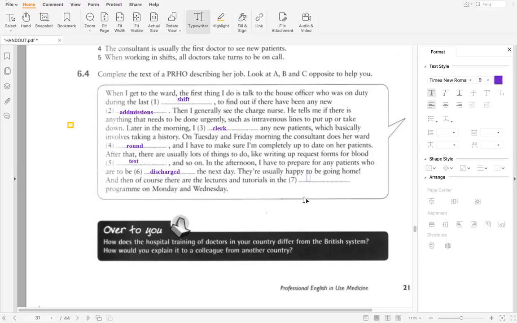And then, of course, there are the lectures and tutorials in the training, or we can say in the foundation program on Monday and Tuesday. This is for our lecture today. Goodbye.